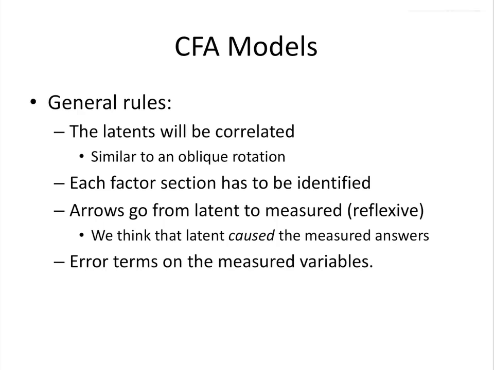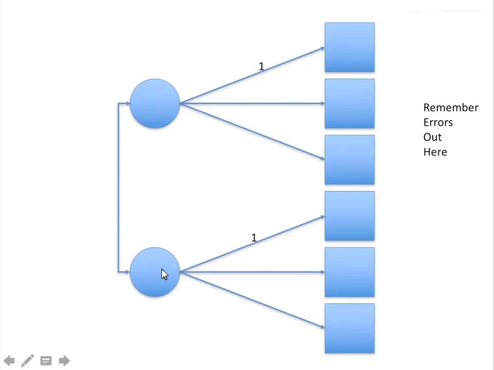Okay. Each factor section has to be identified, so we're going to include scaling in each section in one way or another. We'll get to different ways to do that in a second. The arrows are reflexive or reflective. I've seen it both ways, and I learned it, I think, as reflexive, so that's why I keep typing it this way, but I think in the book it talks about them as reflective. Same idea. Because we think that the latent variable causes the measured answers, and you'll have error terms on each of your measured variables. Okay? So some of this isn't new, some of it is this each factor section part is new. And what I mean by that is that each latent has to have a scale.